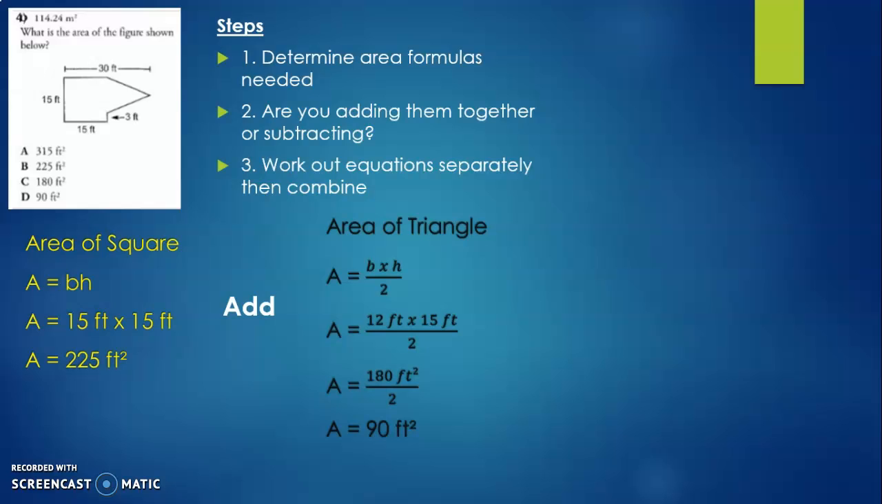Now that we have our two areas, we add our shapes together. So area of our square, which is 225, plus area of our triangle, which is 90, and we're going to get a total of 315 feet squared. So that is your area for question number 4.